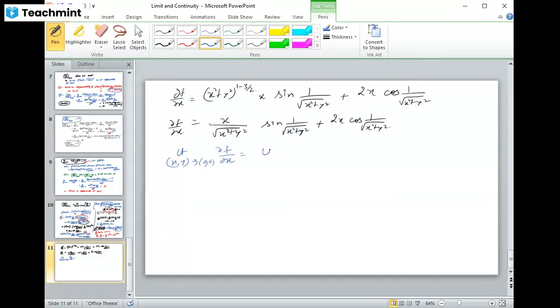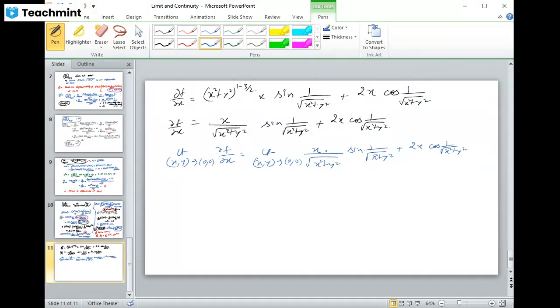So this is equal to limit (x,y) approaches (0,0) of x upon square root of x square plus y square into sine of 1 upon square root of x square plus y square, plus 2x into cos of 1 upon square root of x square plus y square.